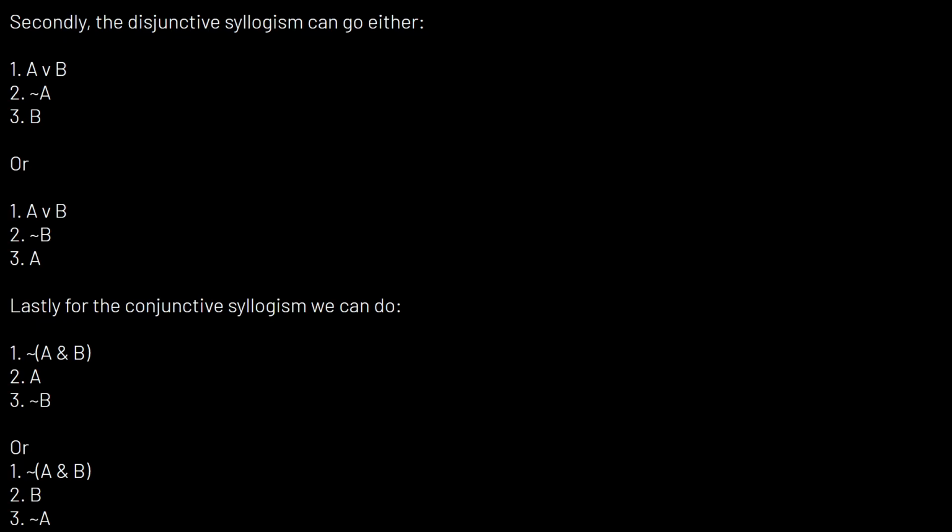And lastly, for the conjunctive syllogism, we can do: it is not the case that both A and B is true. Suppose that A is true, therefore not B. Or we can obviously just switch the letters again, but remember, we can never deny a conjunct in the minor premise. That would be fallacious. And that's basically it for hypothetical syllogisms.